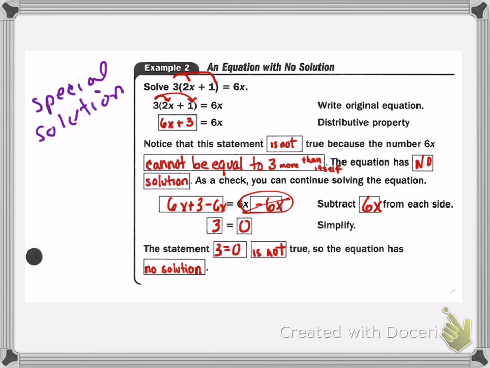Now that's when you're solving, not when you're checking, so just make note of that. And to show our solution, we can show either an empty solution set, kind of our fancy solution, or we could use the symbol for empty set, which is like a little 0 with a slash through it. So you could use one of those symbols.